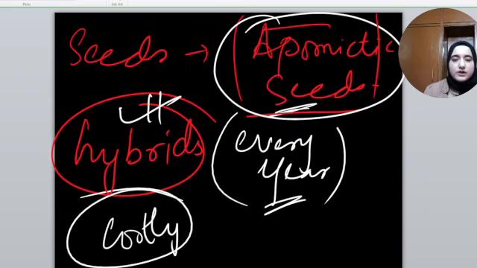Nowadays scientists are trying to convert seeds into apomictic seeds, so that growing hybrids won't be costly anymore for farmers. They can just store those seeds and grow them next year. But nowadays it's very costly for farmers to bring up the hybrids and grow them. That's why scientists are trying to convert seeds into apomictic seeds, so that it would be very easy for farmers to grow those seeds into hybrids. I hope this concept is clear.